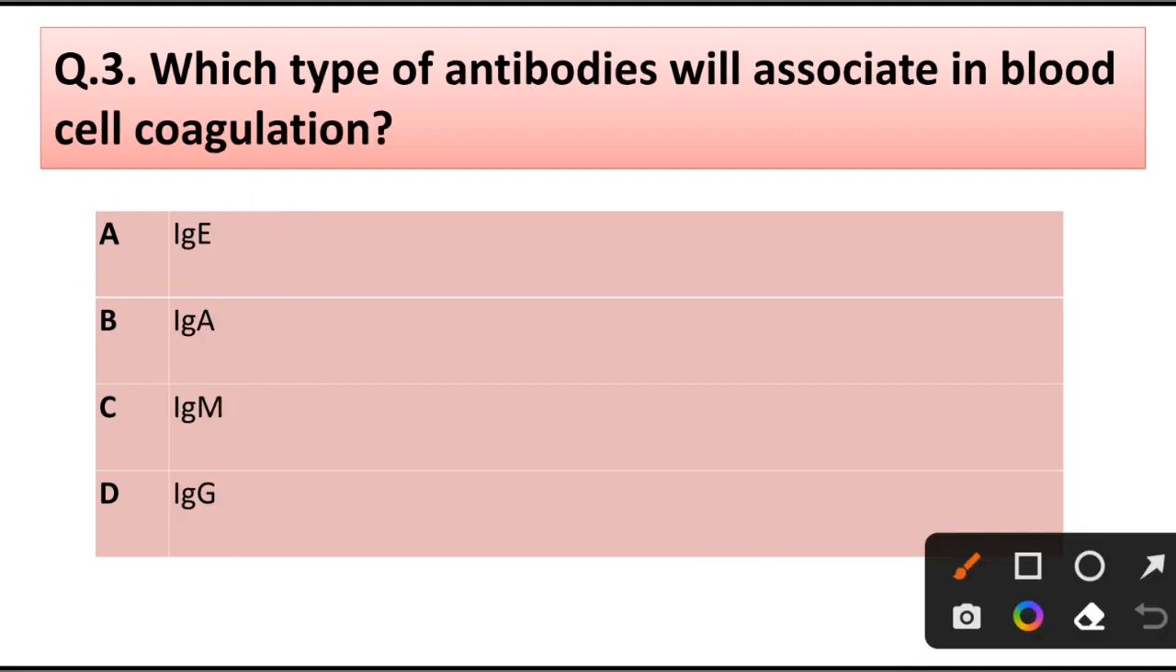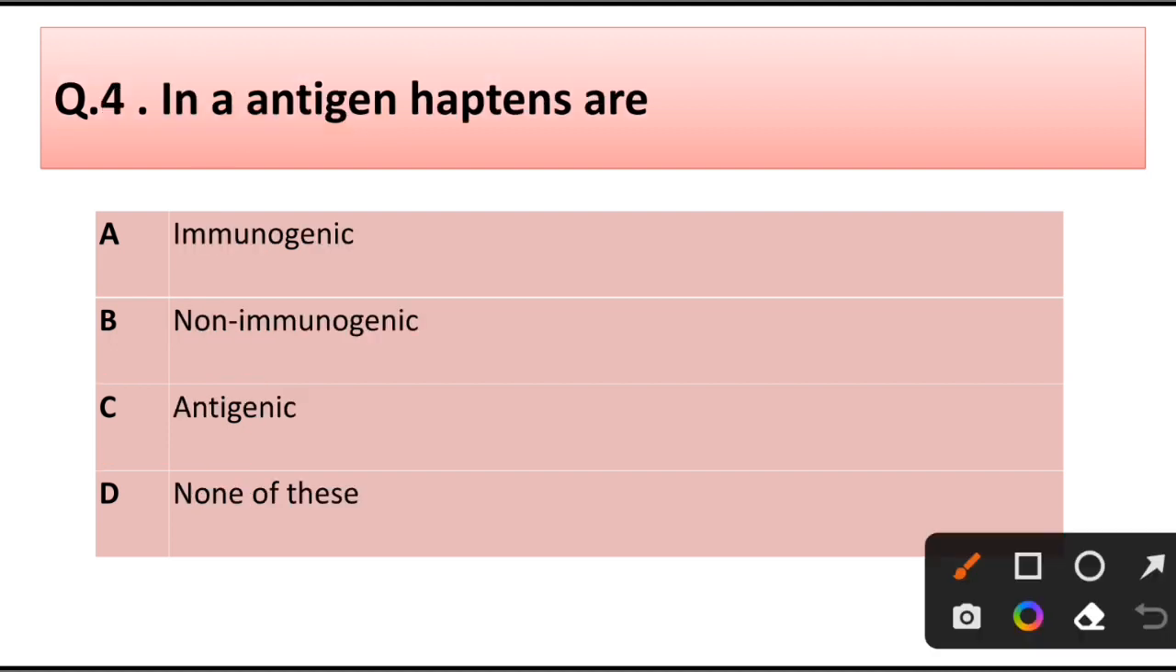Question number 3. Which type of antibodies will associate in blood cell coagulation? IgE, IgA, IgM, IgG. Correct answer is option C. IgM. Antibody is associated in blood cell coagulation.